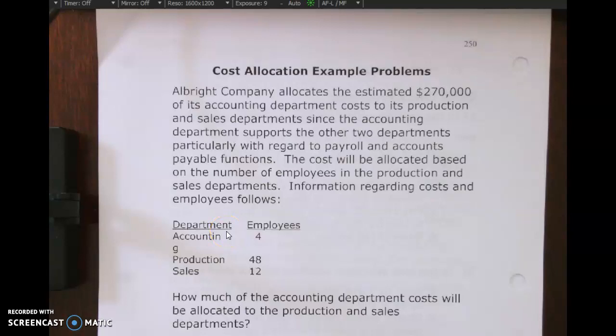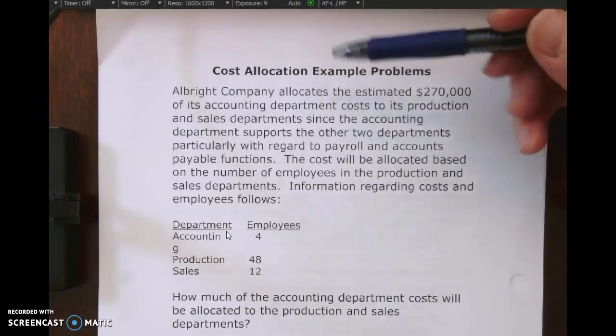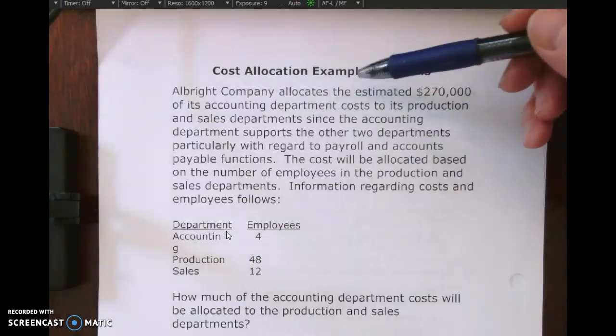Hello and welcome to this next lecture video. In this video we're going to be covering some cost allocation example problems, okay?